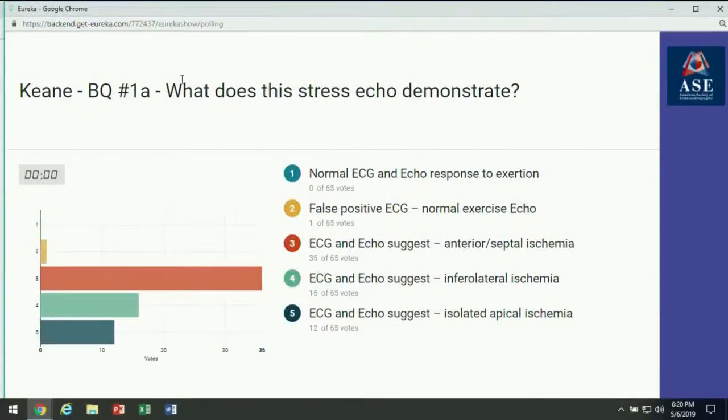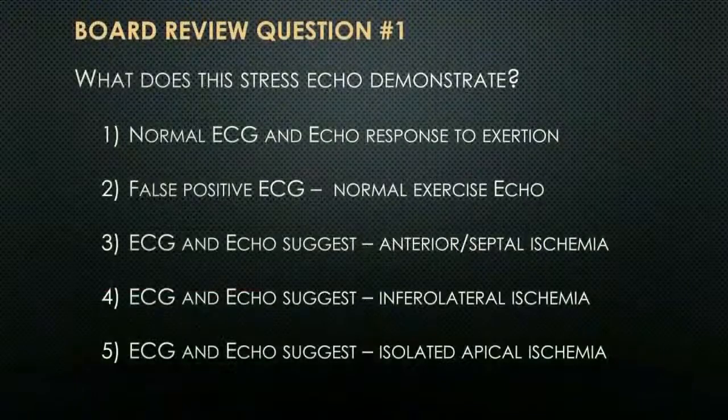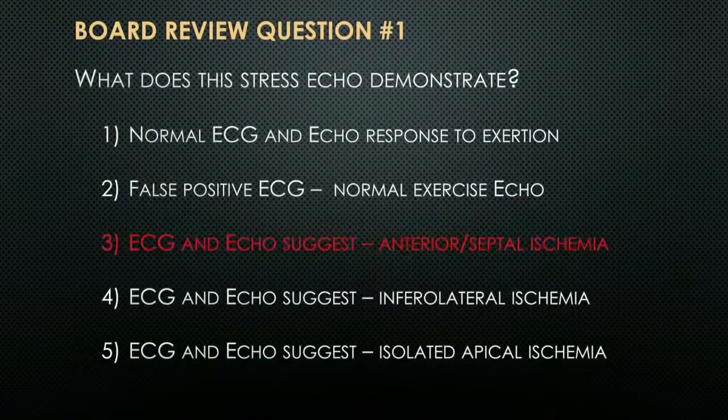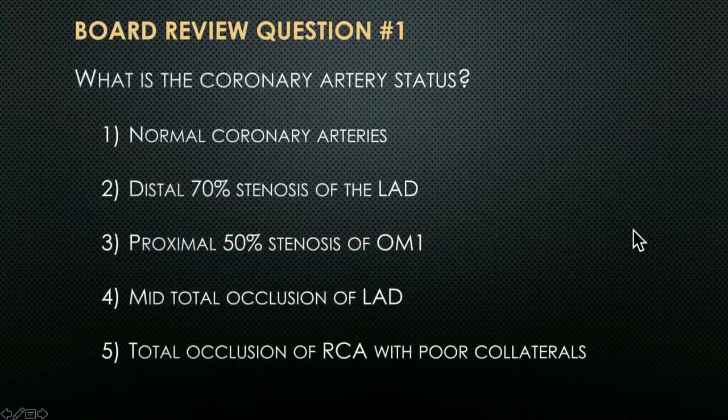Very good. That's actually not a bad response for everybody here. Very good. That is correct. Anterior and distal septal ischemia. A pretty large wall motion abnormality with his severe angina. So based on that decision that you've made correctly, what is the coronary artery status? Does he have normal coronaries? A 70% distal stenosis of the LAD, a proximal 50% stenosis of OM1, a total occlusion of the mid-LAD, or a total occlusion of the RCA with poor collaterals.